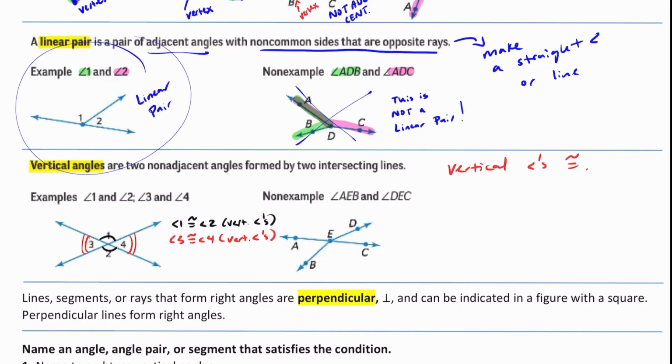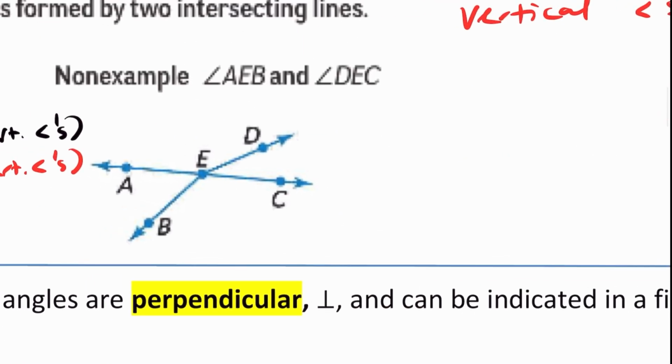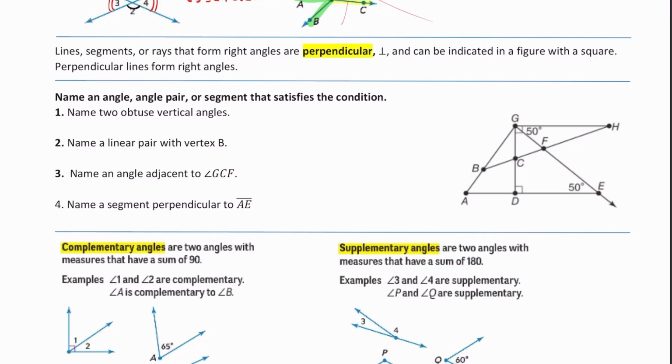Now here's a non-example of vertical angles. We have angle AEB and angle DEC. Well, we don't have two straight lines here, so we can't say that these two angles are congruent by vertical angles. We don't have straight lines involved. So we can just say that this is not an example of vertical angles.